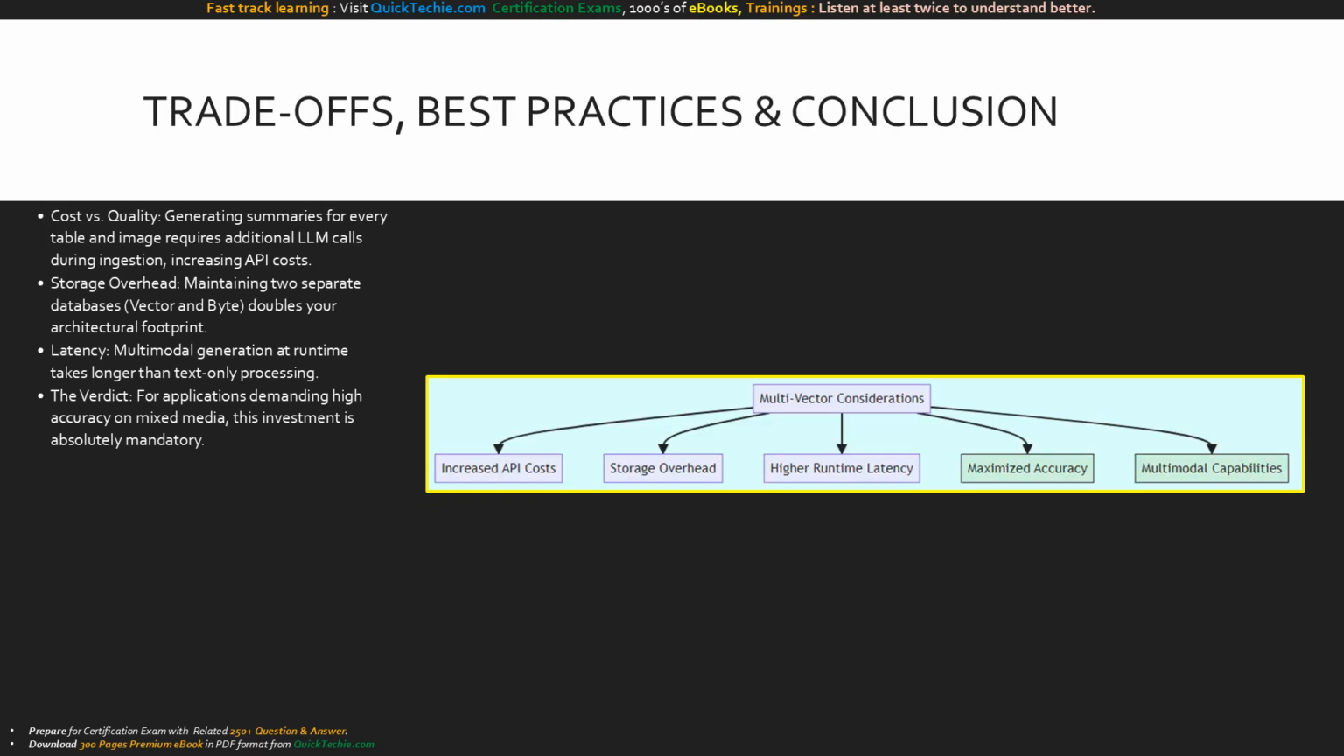As we prepare to deploy, we must be senior engineers and acknowledge the trade-offs. Multi-vector retrieval is incredibly powerful, but it adds architectural complexity. Generating text summaries for every single table and image requires hundreds of additional LLM calls during the ingestion phase, which noticeably increases both your pre-processing time and your API costs. Furthermore, you increase your storage overhead by maintaining two separate databases, and invoking multimodal models at runtime adds latency.